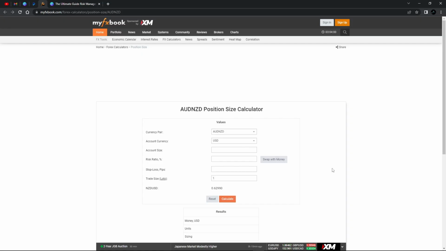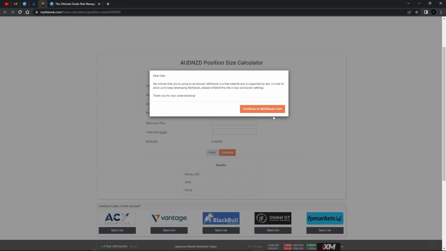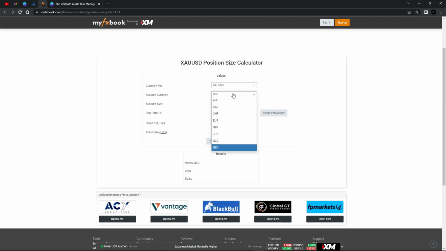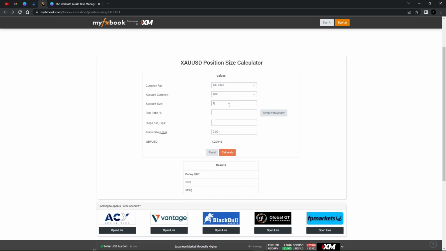Now that we're on my FXbook Forex calculator, it's very straightforward. We just need to fill in the blanks basically. So I'm trading XAU USD, which is gold. Account currency, let's just say GBP since I'm British, £100,000 in the account. I want to risk 2% because that's what I've written in my plan, and the stop loss was 28 pips. So if I press calculate at the bottom here, we can see the lot size I should be using, and the risk should be £2,000.